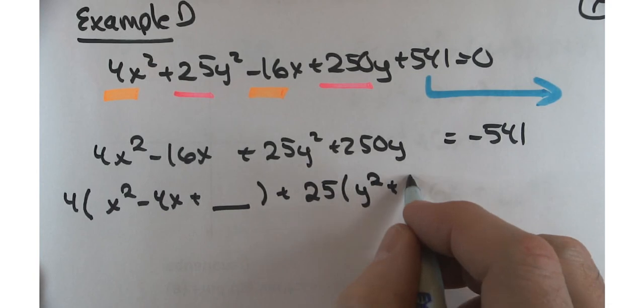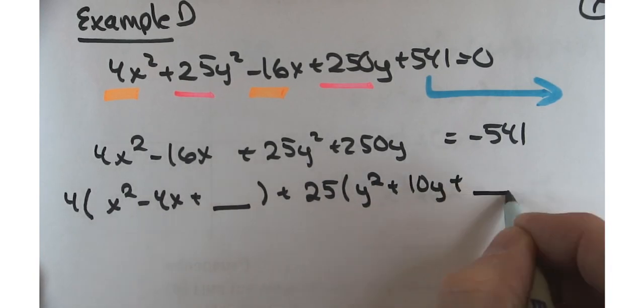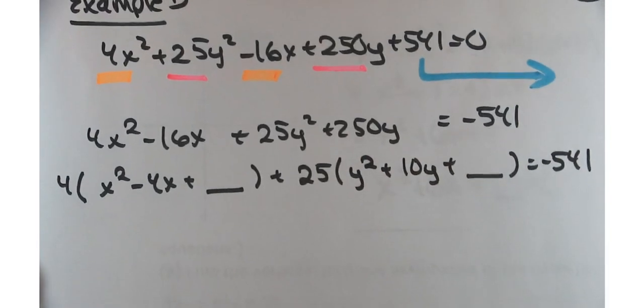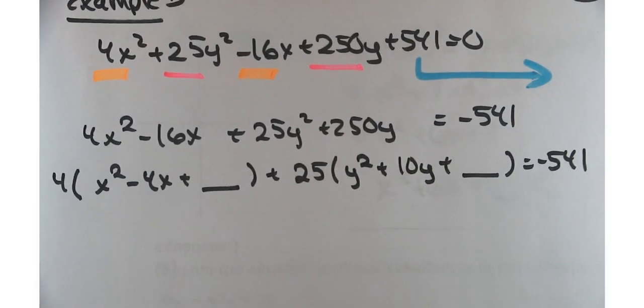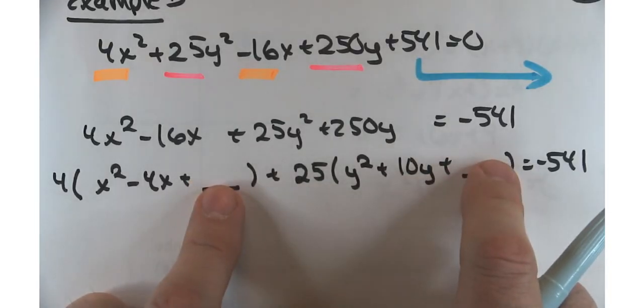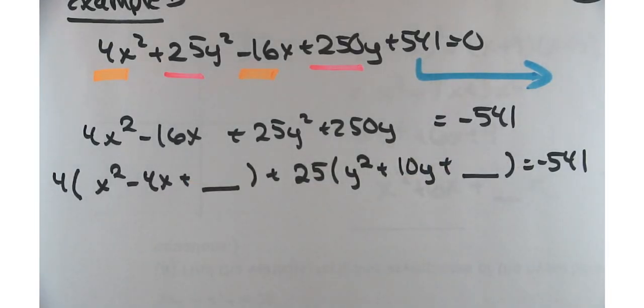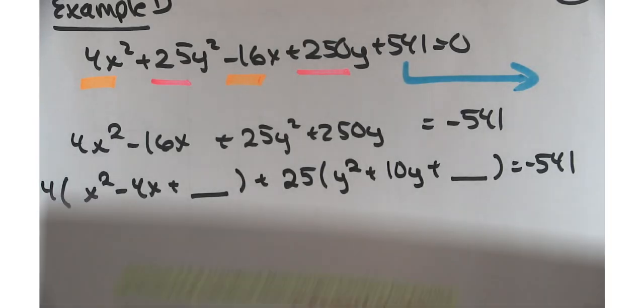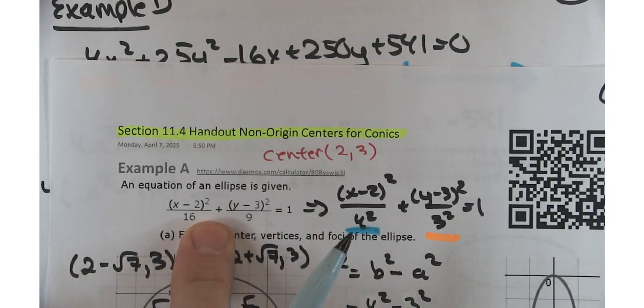10y. Yeah, plus 10y plus, call it something, equals negative 541. So all I did is I factored out those terms. What I got to do next is fill in these numbers to make them perfect squares. That was why we did this little bit of work here with completing the squares. Overall, our goal is to make this look like a nice completed-the-square ellipse like we had to start out with, something like that.